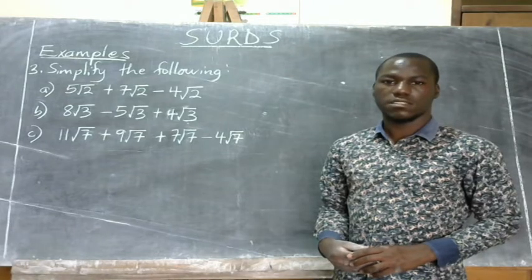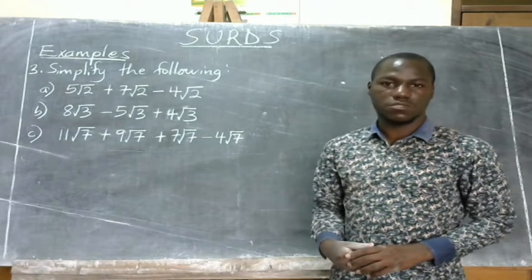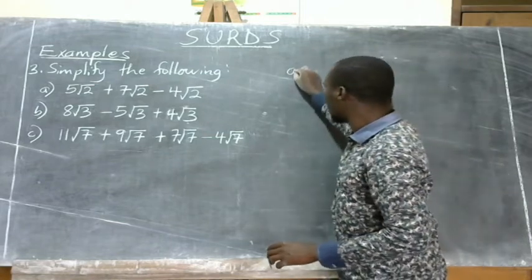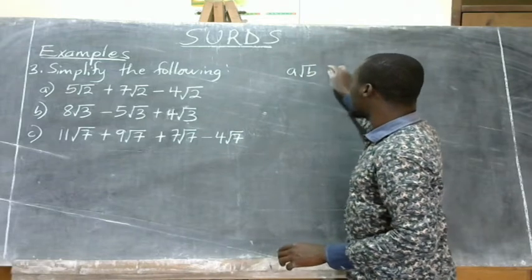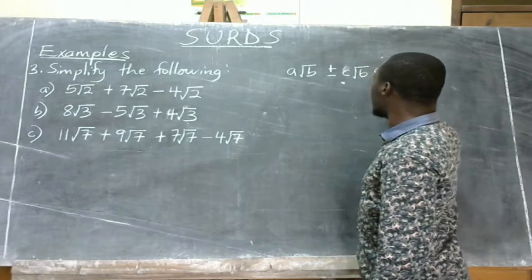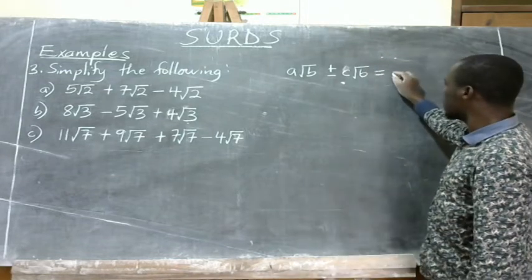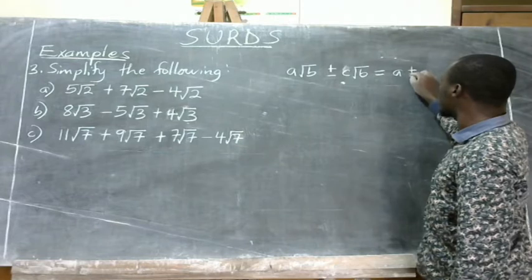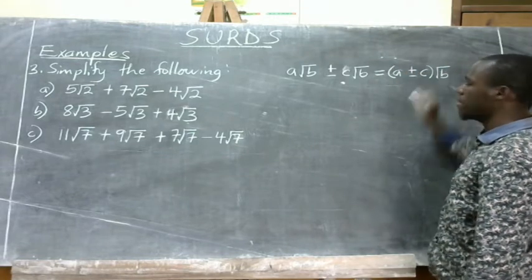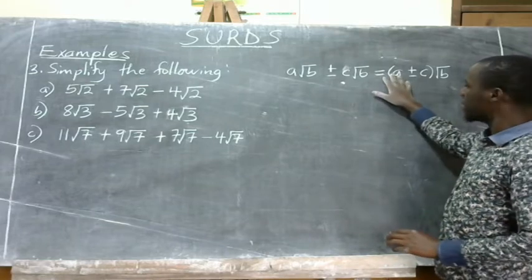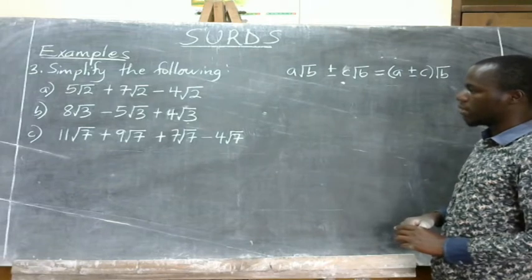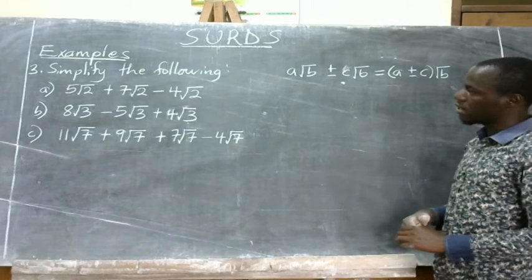Example 3 takes us to the addition and subtraction of surds. Remember we said if we have a root of b plus or minus c root of b, this one here gives you a plus or minus c into brackets root of b. So this is the idea we are going to be using on all the parts given in that example 3.